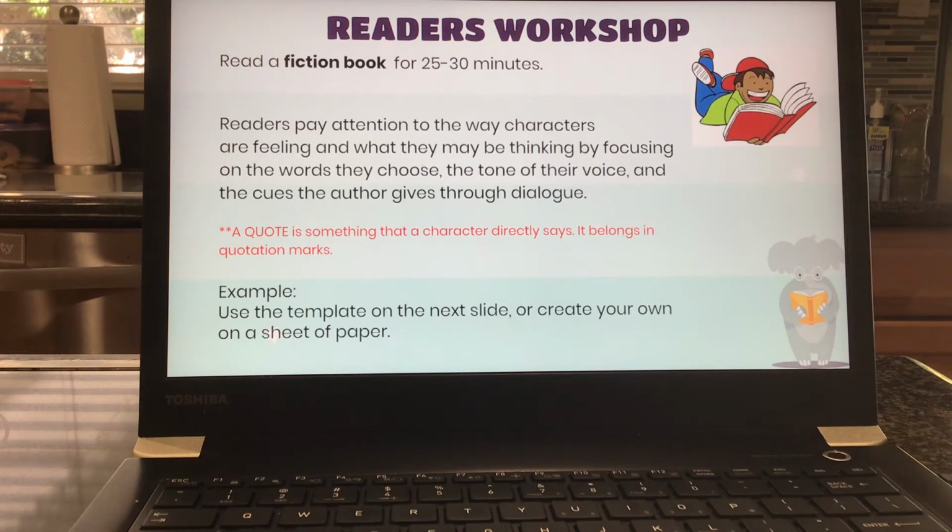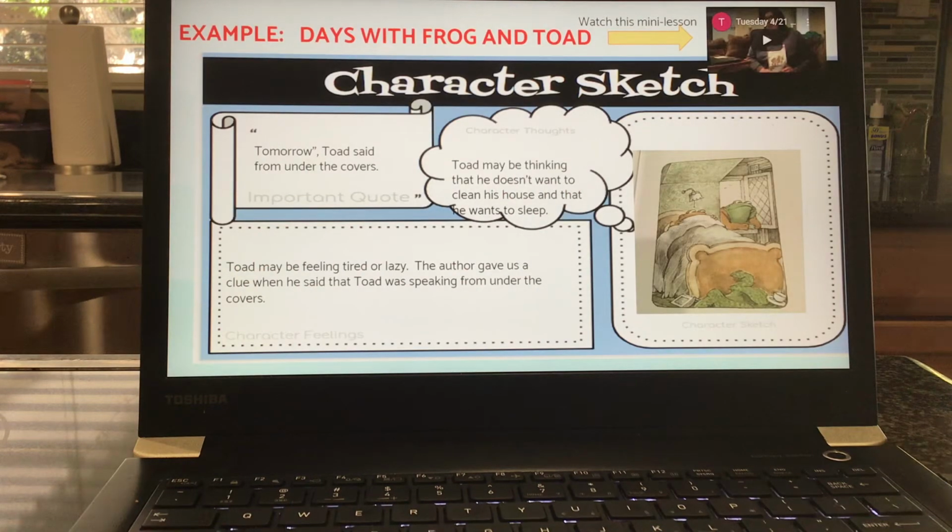If you look at the next slide, I have done a sample for you. So in the top right-hand corner, you can see a little video there. I'm going to read a little bit of Days with Frog and Toad, and I'm going to kind of take you right through the activity that I'm expecting you to do. So you're looking for a quote. On the left-hand side, it says important quote. And from that quote, you're going to tell me what you think the character is feeling and what the character may also be thinking. And then on the right-hand side, you can either draw a picture, you can take a picture. Notice I just took a picture of Toad and inserted it right in the rectangle on the right-hand side.